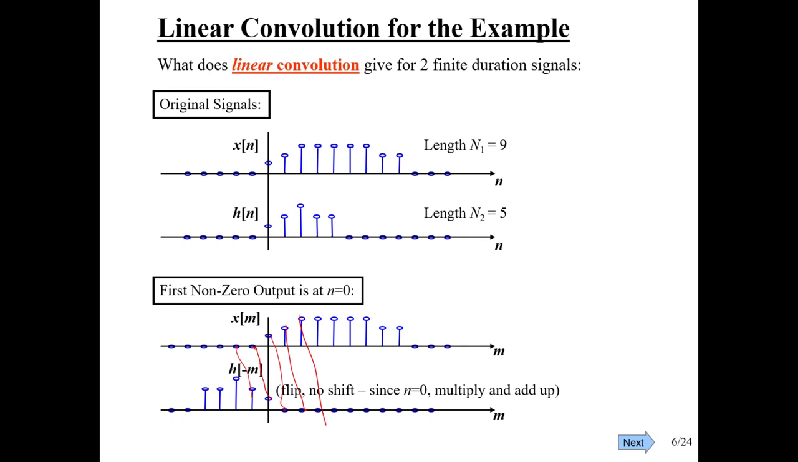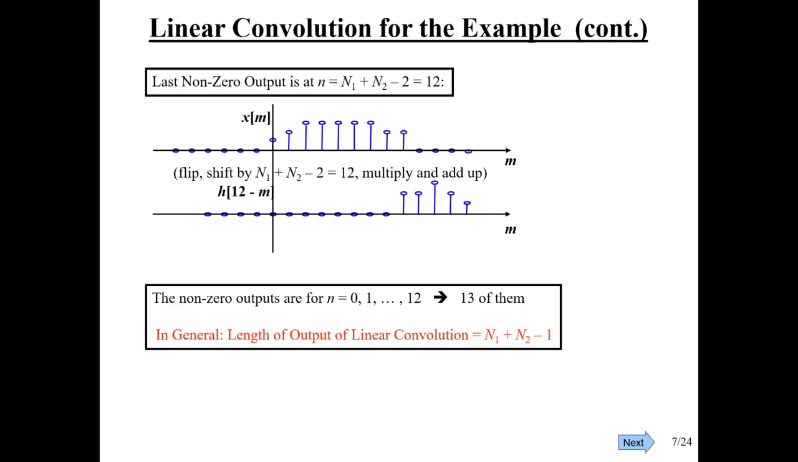So that means our output will be 0 all the way up until this first non-zero value at n equal to 0. Then we keep shifting it to the right by 1. So when we shift it to the right, now those two are lined up and those two are lined up and everything else is 0. So we add up those two products and spit it out, and that's our output at n equal to 1, and so on and so on and so on until we get to this position. Now we are at n equal to 12, and I'm just showing you that it's N1 plus N2 minus 2.